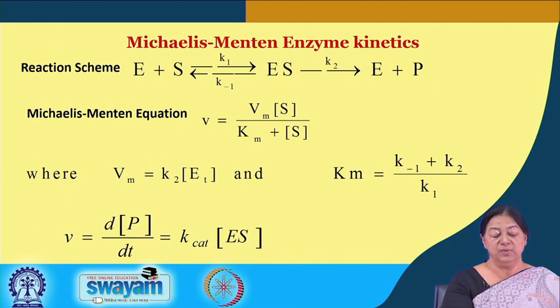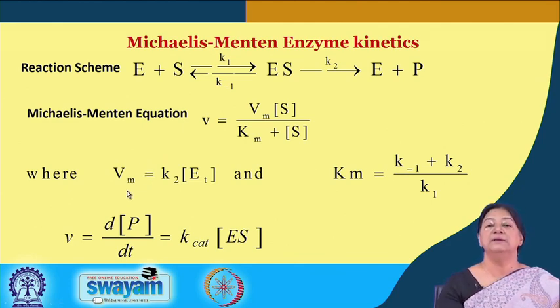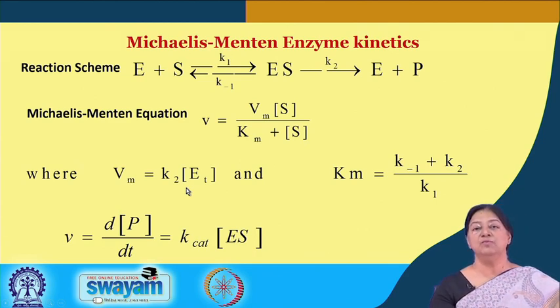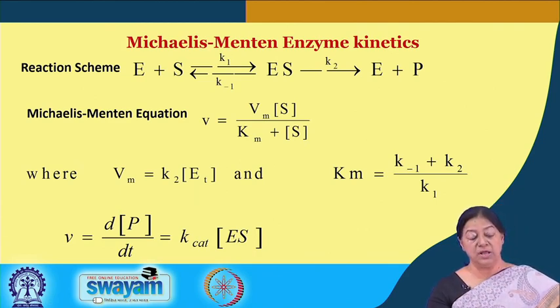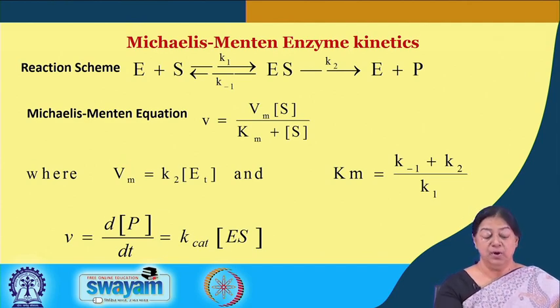Now, what we have here is a term called Vm. This is the maximum velocity possible, and it considers the total enzyme concentration, which means that if all the enzyme were to be converted into the product through the K2 step, we would have the Vmax. This Km quantity is known as the Michaelis-Menten constant. This constant, you can see, is a measure of K minus 1 plus K2 by K1.